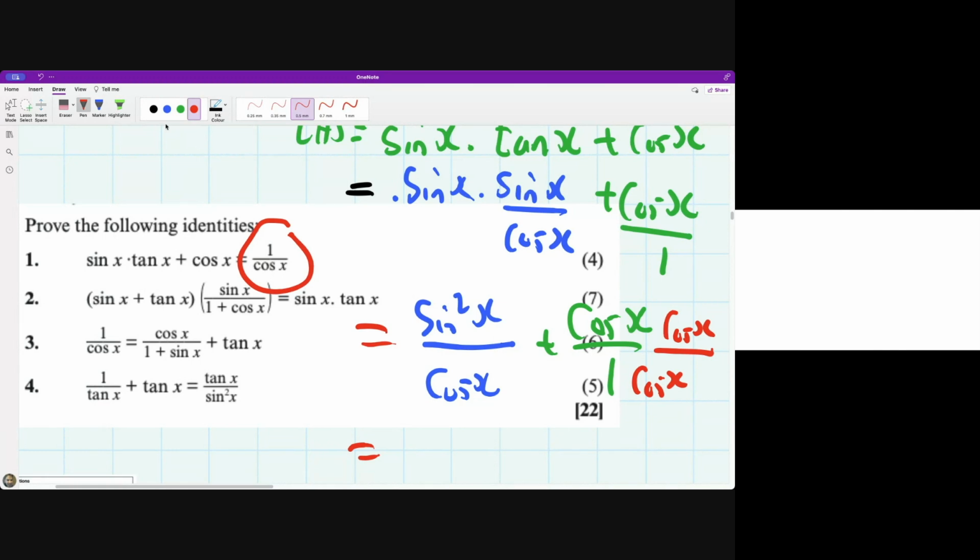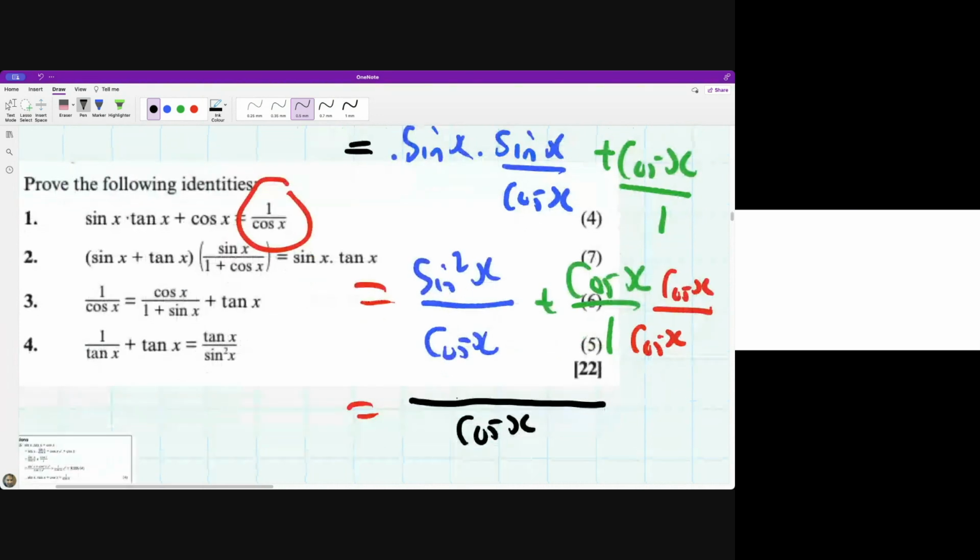Okay, so this is the good news. The good news is that now my denominators are the same. So I've got cos x. And then on the top, I'm going to have sine squared x. And on the top, I'm going to have... Okay, so at least now it's all together. What's my next step? What's my next step going to be?